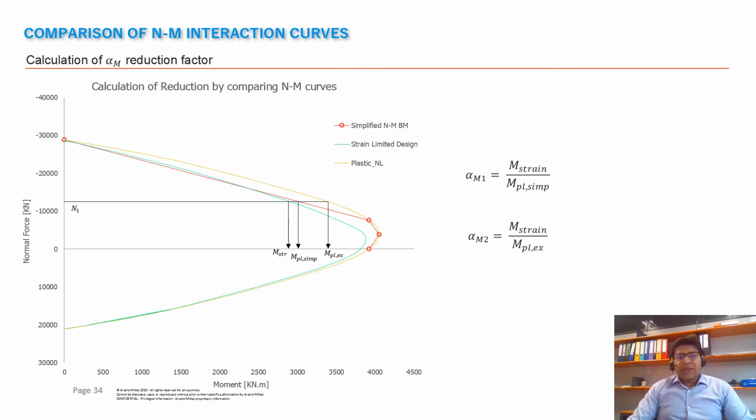To further investigate this alpha M reduction factor, I have named them alpha M1 and alpha M2. Alpha M1 represents the ratio of the moment due to the strain limited design and the moment due to the simplified plastic design. And in a similar fashion, alpha M2 is strain limited by plastic exact.